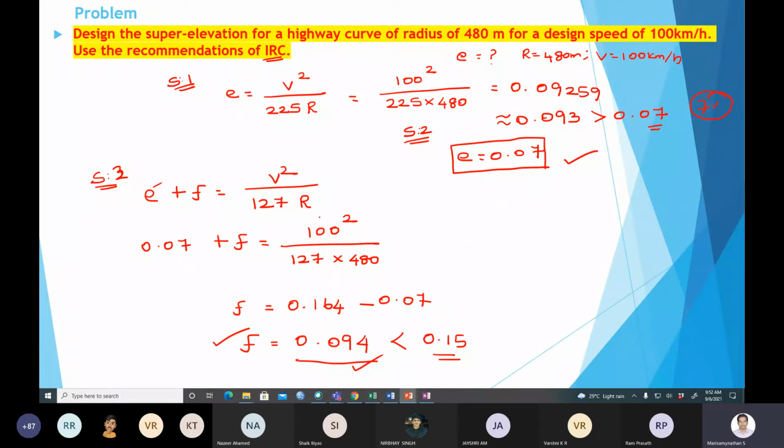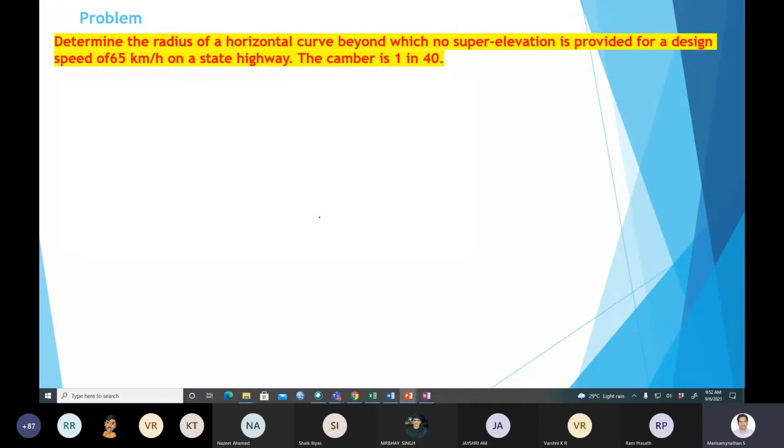In continuation of that, with the same concept, we can go through the next problem. Determine the radius of horizontal curve beyond which no super elevation is provided for a design speed of 65 km per hour on a state highway. The camber is 1 in 40. So what they are asking is the horizontal radius R value. What is the R value when we are not providing any super elevation, but we are providing the camber value as 1 in 40 for the design speed of 65 km per hour.